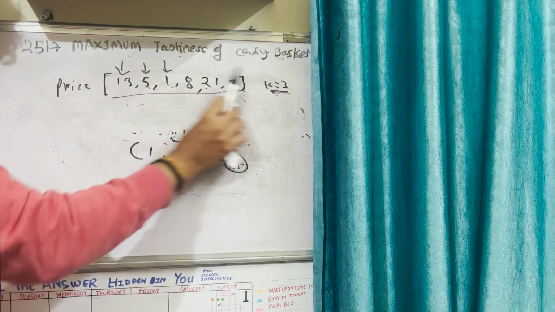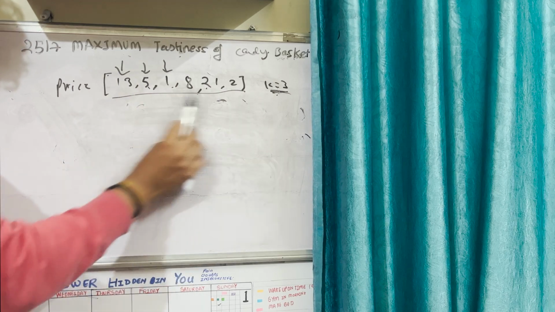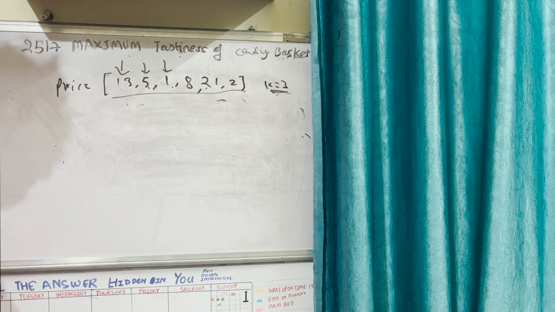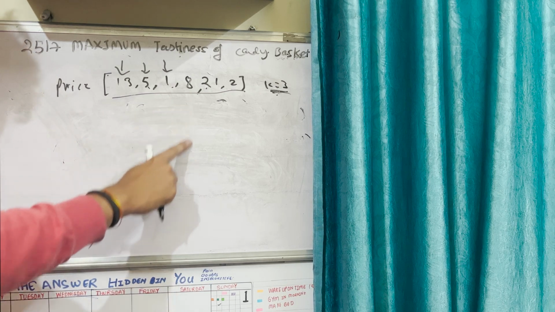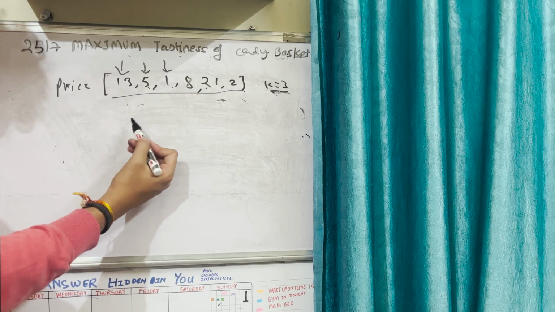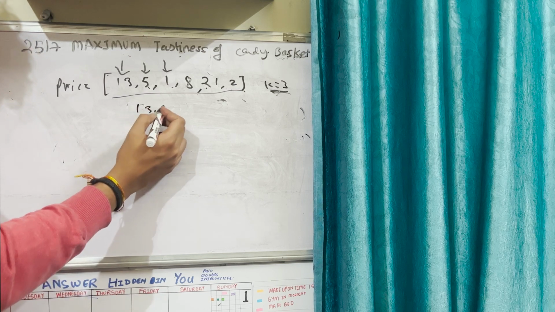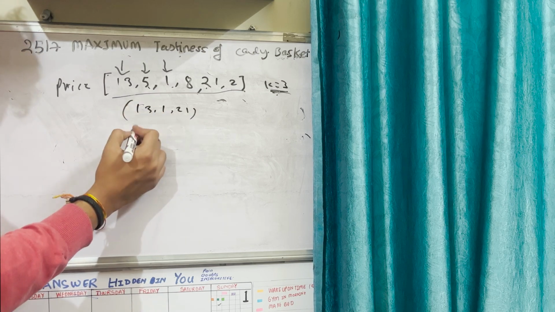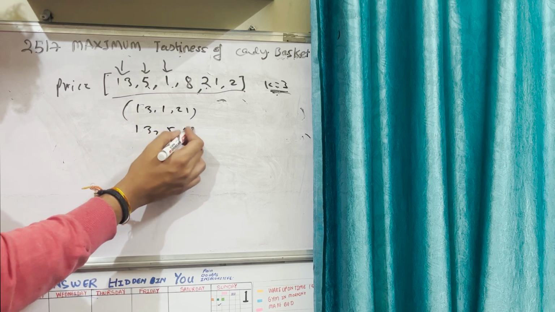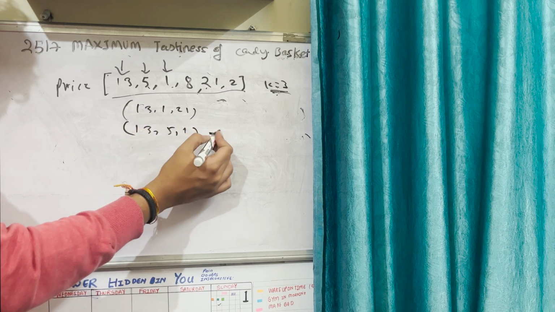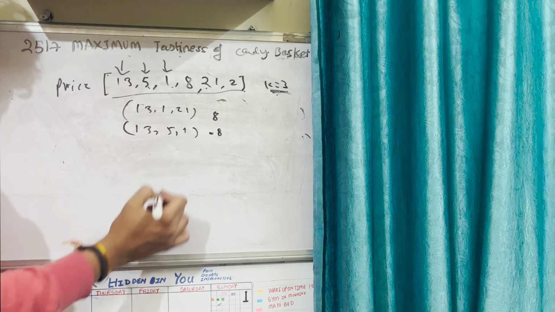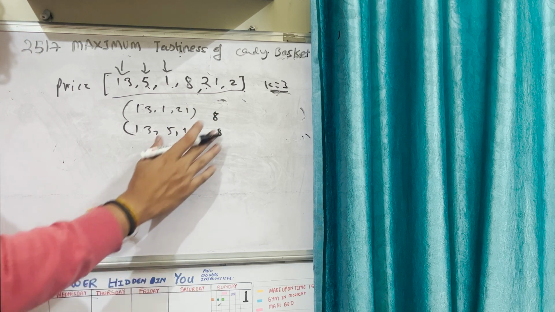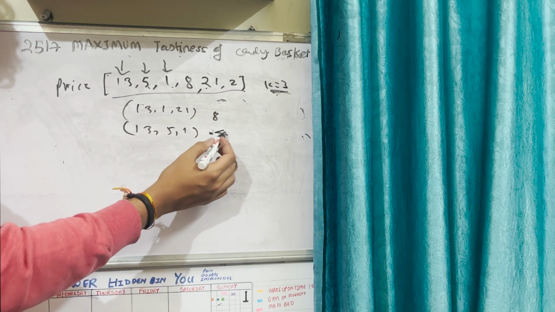If I just give you a hint, this is a question of binary search. But you'll think, how is this binary search? So let me explain. As you saw in the other examples, like the last example which was 13, 1, 21, and the other one, 13, 5, 1, which fetched you 8. This one fetched you something else, this one fetched you 4.